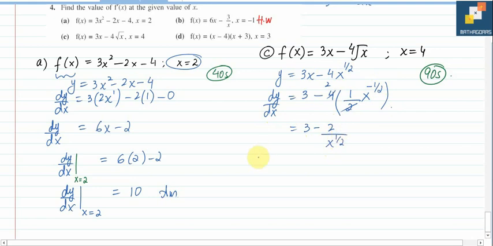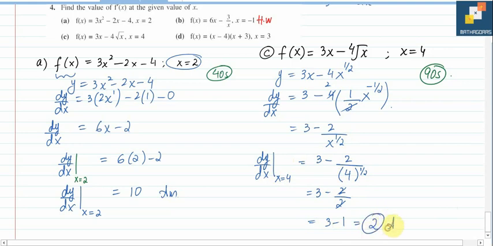After that, we need to find dy by dx, but now the value of x is given, and that is equal to 4. So it is 3 minus 2. Instead of x, we write down the value, that is 4. So now it's 3 minus 2 divided by the square root of 4, which is 2. 2 and 2 cancel, so 3 minus 1 equals 2. That is your answer. Moving towards the next question, part D.